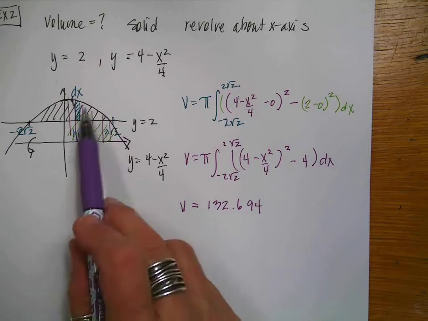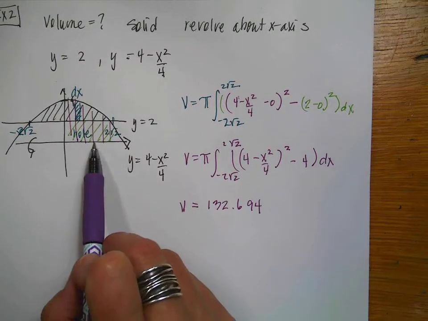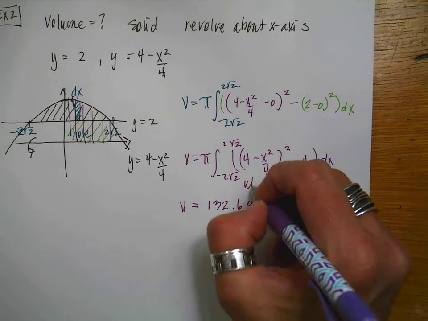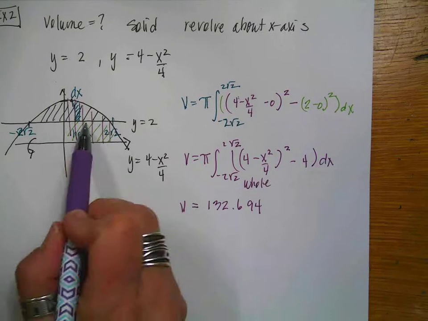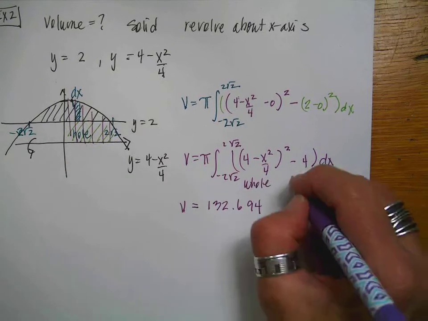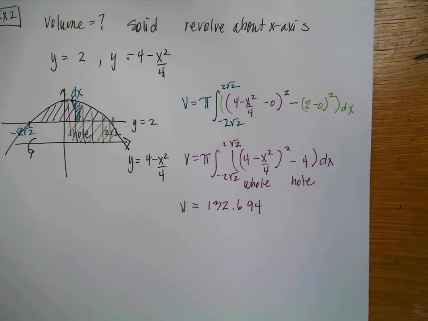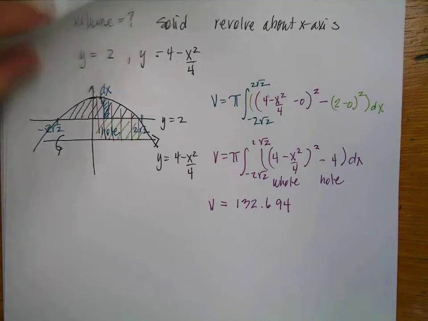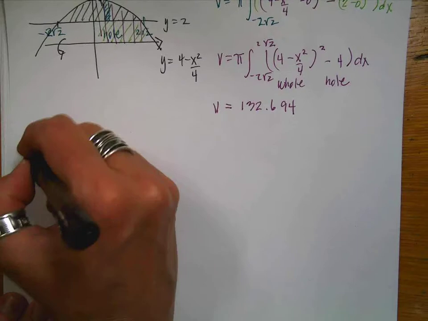The biggest thing that I need you to understand right now is I'm doing top minus the bottom, which generates the whole thing. Right here, this would be the whole. And then I did top minus the bottom for my hole. Because as we move things around, these problems become a little bit more entertaining.